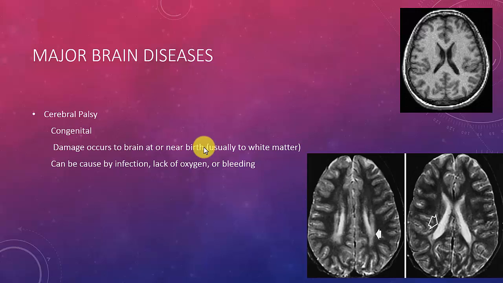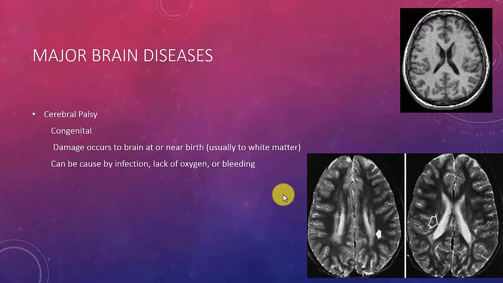And our last disease that we will talk about today that can occur in the brain is cerebral palsy. It is congenital, which means it's permanent. There is no cure for it right now. Damage occurs to the brain at or near birth. It can go up to as soon as the birth happens, and it usually occurs in the white matter of the brain. And it can be caused by an infection in the mom or the baby just prior to birth, lack of oxygen to the brain, or bleeding during birth.